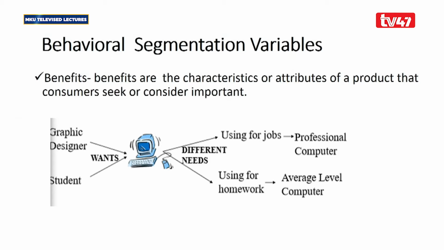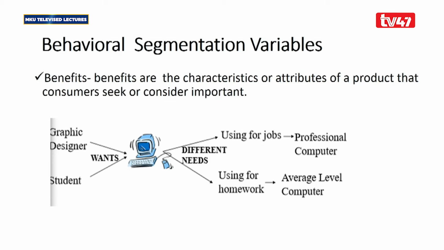The graphic designer wants to use the computer for the purposes of designing. A student wants to use it for the purposes of assignments. Therefore, they have different needs, but similar wants, and they will go for the computer even as far as specifications are concerned. In terms of the benefit, they'll go for a computer that tends to suit them. Therefore, in terms of behavioral segmentation variables, you look at the benefits, and different consumers will look for products that suit their needs, and the products that they can use based on the benefits that they get after using the product.